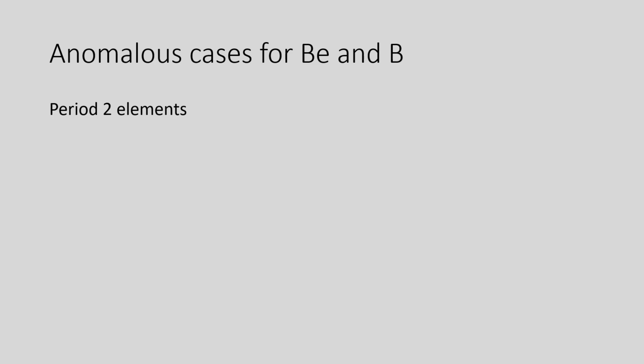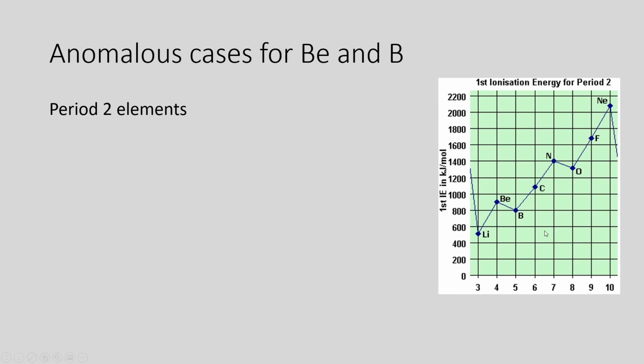So, sekarang kita nak explain on period 2 elements punya anomalous cases. Kenapa beryllium lagi tinggi daripada boron? Okay, nampak kan? Beryllium lagi tinggi daripada boron. Kenapa? When beryllium lagi tinggi, when it should be lower than boron, it should be around here. Okay, tengok electronic configuration dia.